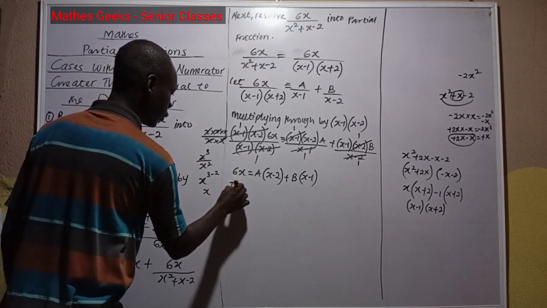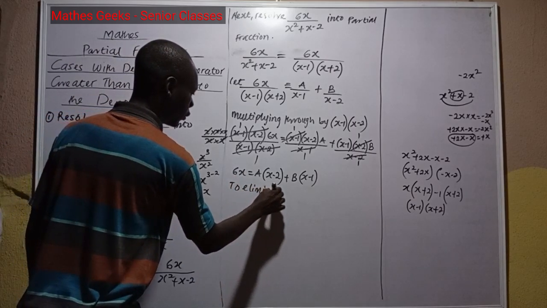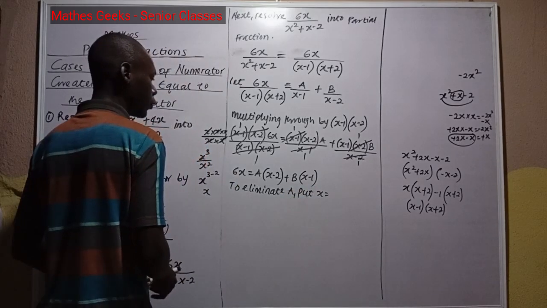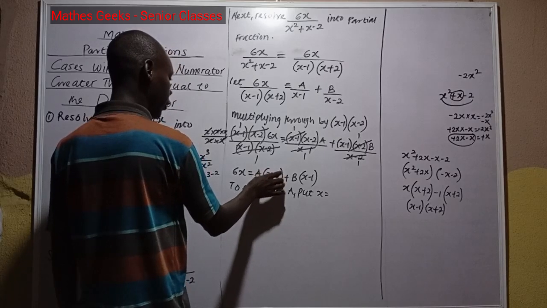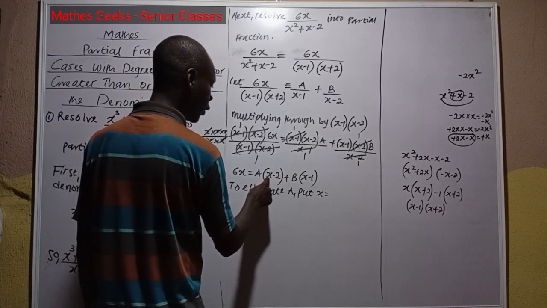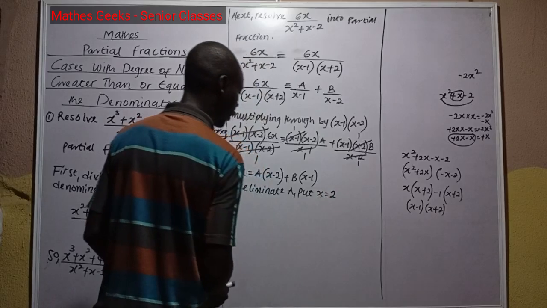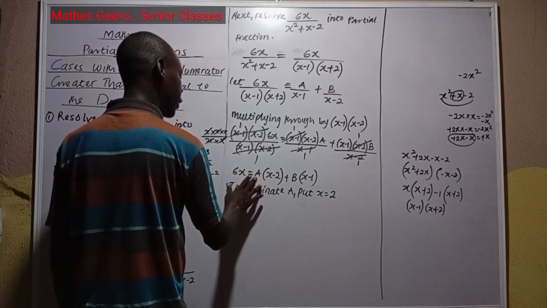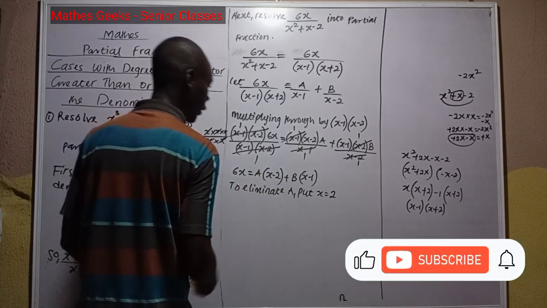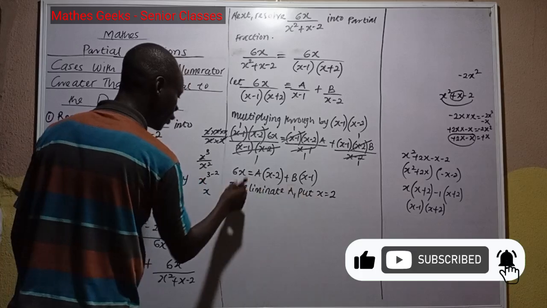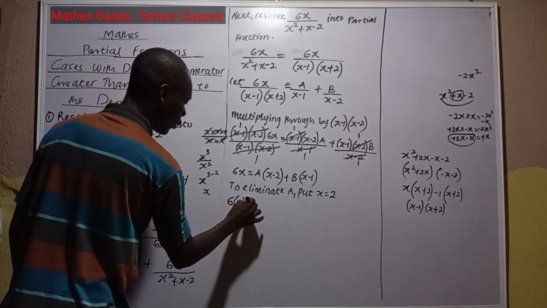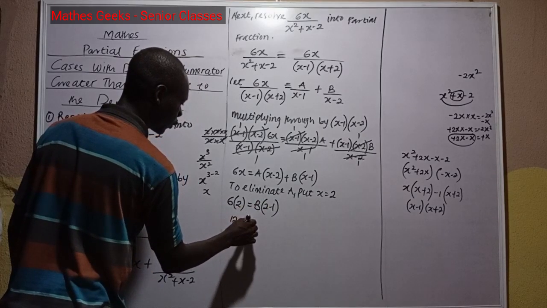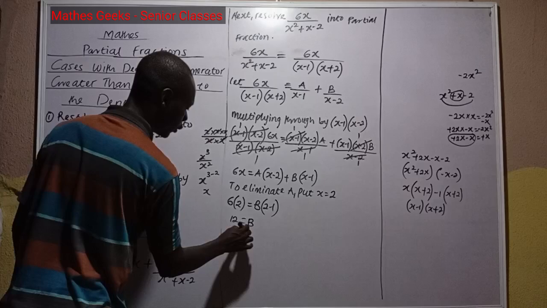Okay, so to eliminate A, we can only eliminate A when everything here is equal to 0, and we can only do that when x is equal to 2. So we'll put x equals to 2. If x is equal to 2, we put 2 in place of x, 2 minus 2 is 0, 0 times A is 0. So in that way, A has been eliminated. So put x equals to 2, so this is 6 times 2 equals B times 2 minus 1. So 12 is equal to B, B is equal to 12.